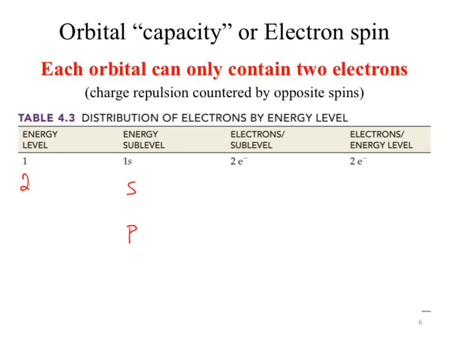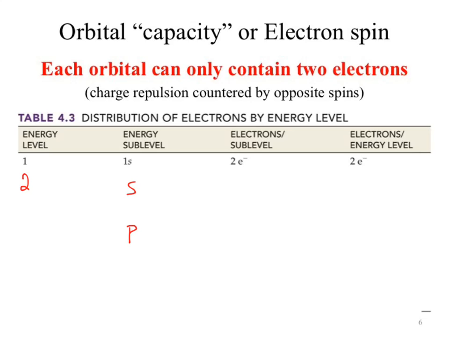Is that the same S that we had at the first energy level? It's in addition to it, so it's not the same. It's the same shape, but it's not the same orbital. What does that mean? I want to distinguish this S in my second energy level from my S in my first energy level. How do I distinguish that?